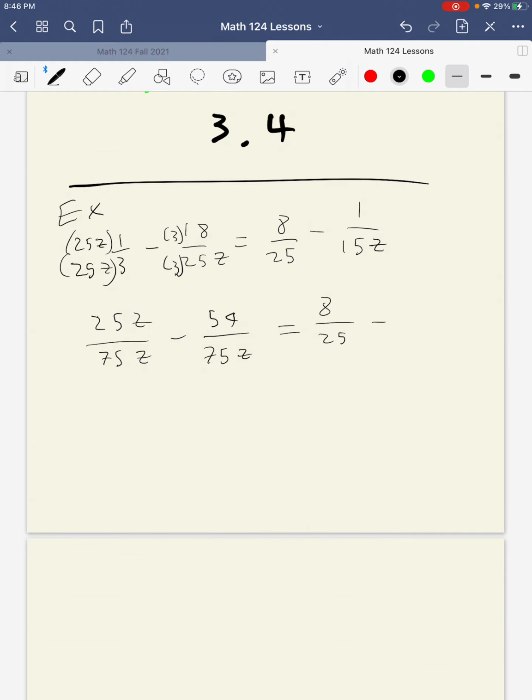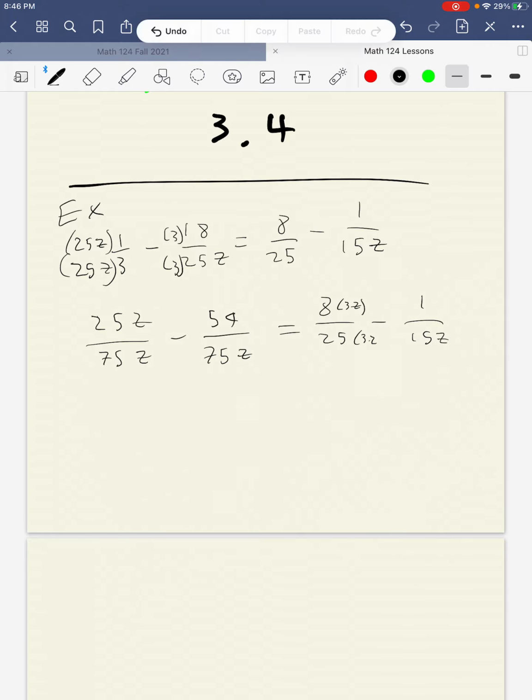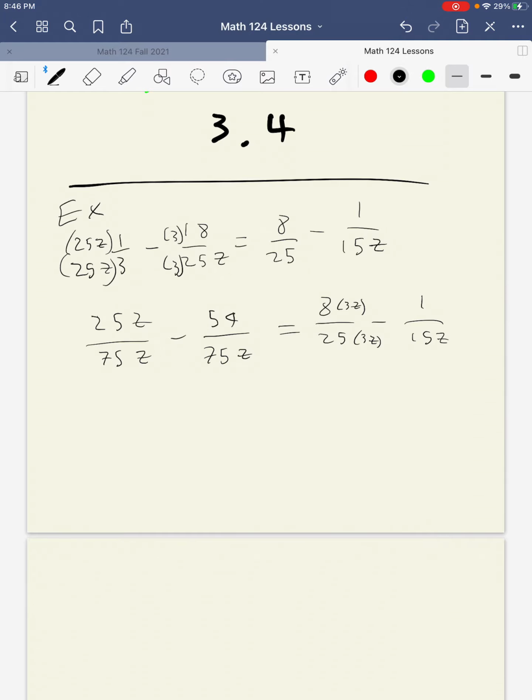Let's get a common denominator over here. It's good if we use the same common denominator, so I'm going to multiply 3z to the top and bottom of this. Now we have a 15z here. So if we multiply 5 to the top and bottom of this, that will give us the 75z we want on the bottom, so that everything will have a common denominator. Okay, so the left-hand side is 25z minus 54. And since it has a common denominator, I could put it as one term.